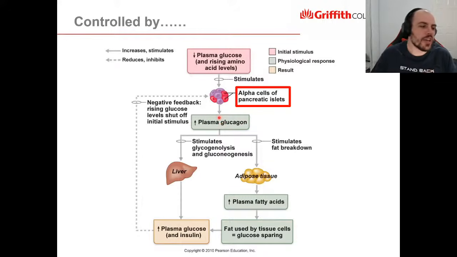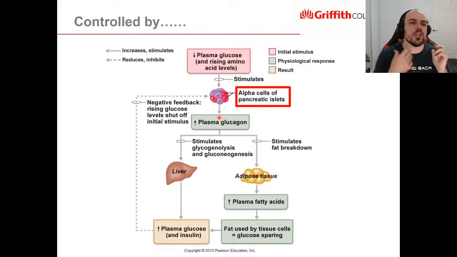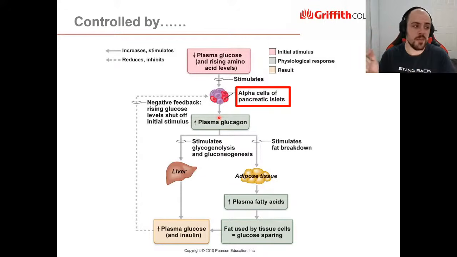Now, another common area of confusion is glucagon and glycogen. Glycogen is a carbohydrate, okay? It's multiple glucose molecules joined together. Glucagon is a hormone. So glucagon will trigger glycogenolysis. So glucagon will trigger glycogen to be broken down.